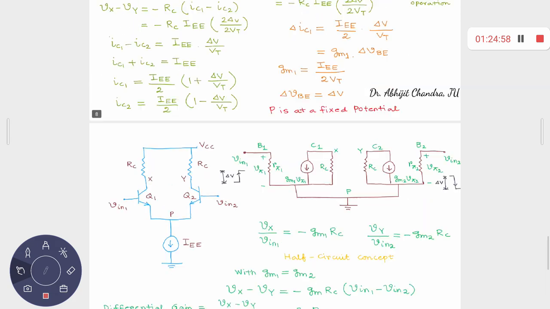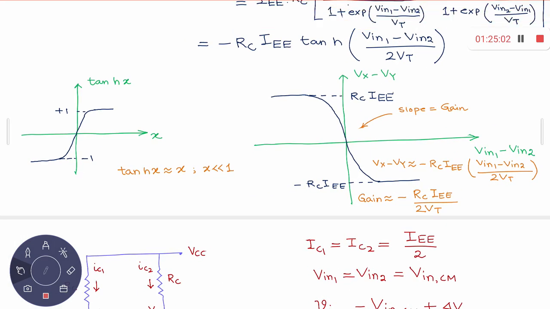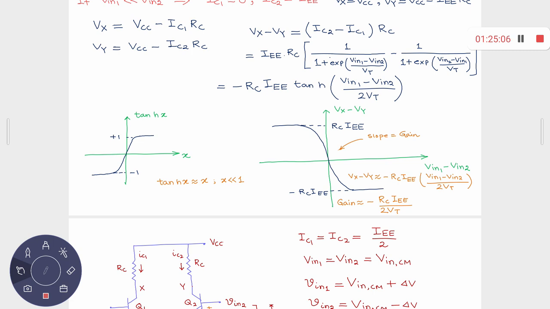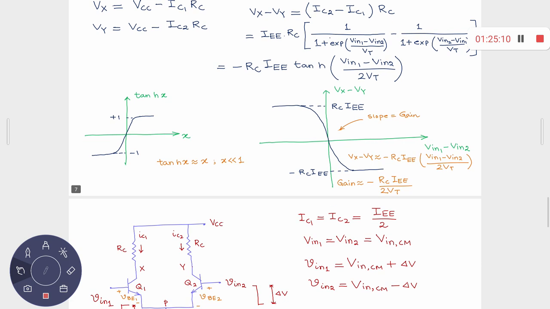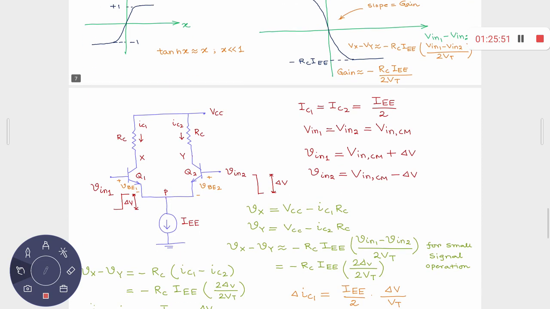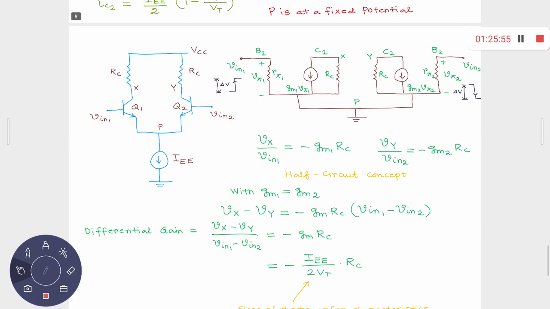And we already have got this gain from here: minus RC IE by 2 Vt, the same thing. From the large signal analysis, while restricting our region of operation within a particular range where the magnitude of V1 minus V2 is much less than twice Vt, we obtained the gain to be the slope of this particular graph, equal to minus RC IE by 2 Vt. With the condition that both signals satisfy the notion of small signal, we got the gain to be minus RC IE by 2 Vt, and we have also obtained the same expression of gain using the small signal analysis and the half circuit.